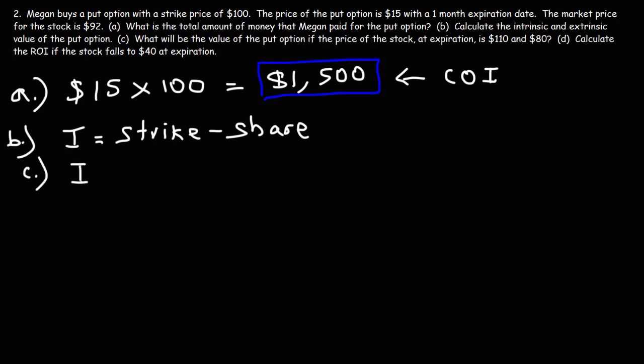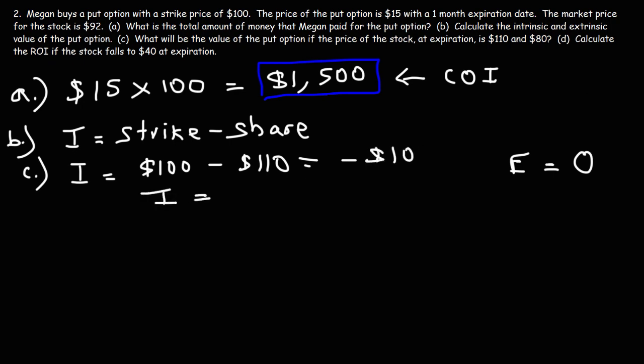So let's use this formula again. Now keep in mind, at expiration, the extrinsic value will always be 0 because there's no time premium left in this option. So the price of the put option will be equal to the intrinsic value at expiration. So it's simply going to be the difference between the strike price, which remains at 100, and the share price, which is 110. If you get a negative number, keep in mind this tells you that the intrinsic value is really 0. Therefore, the options contract expired worthless.